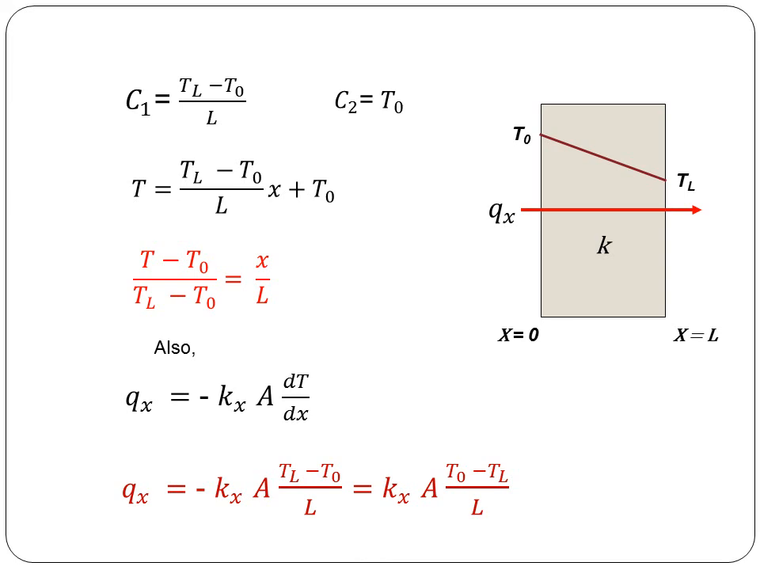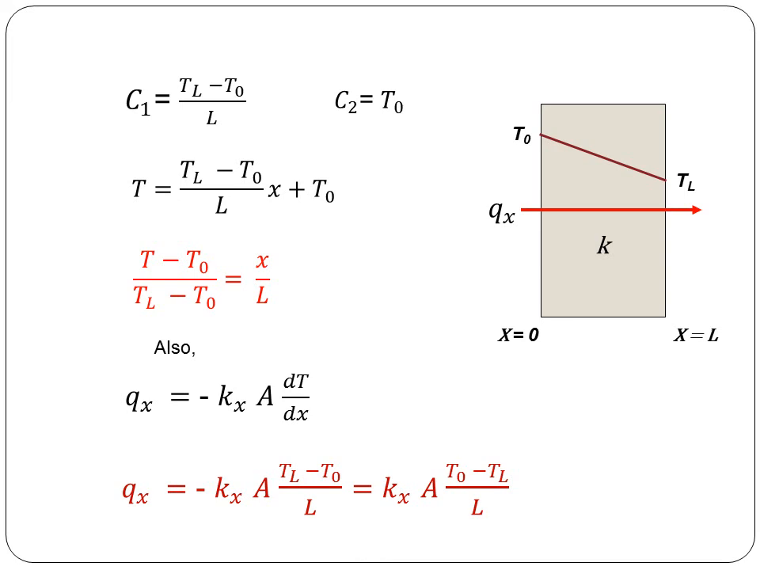Now, we also have from Fourier's law that Q x is equal to minus k x into A into the temperature gradient, that is dT by dx. From the general differential equation itself, I have obtained an expression for dT by dx as C 1, and what is C 1? T L minus T 0 by L.